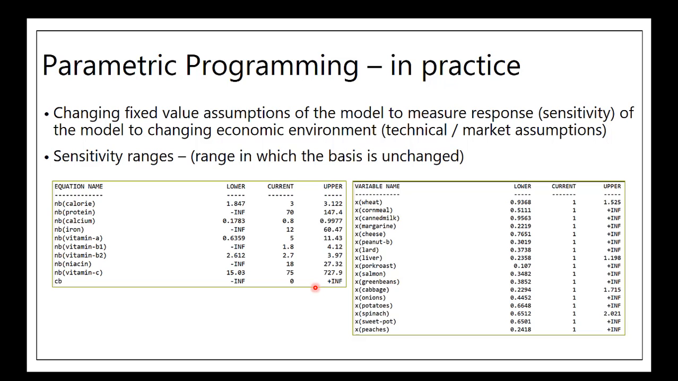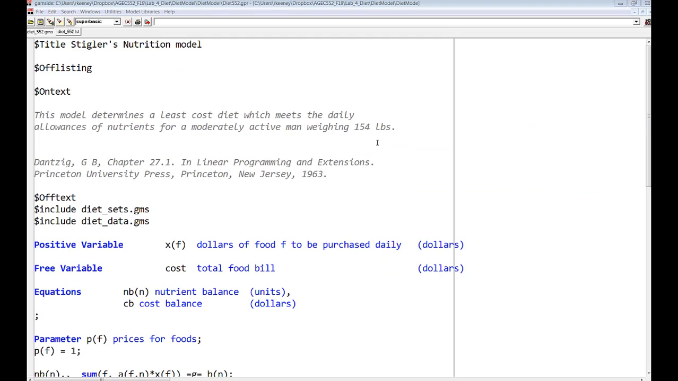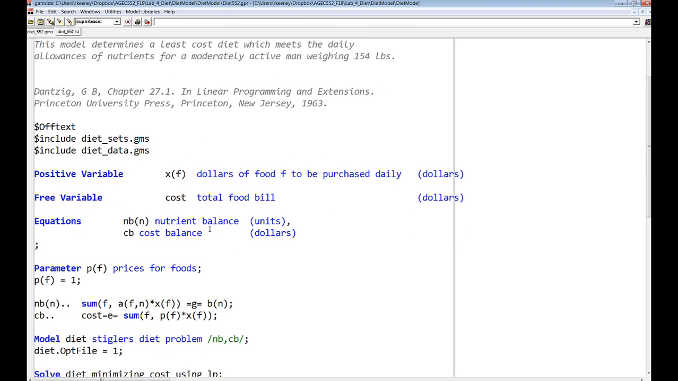Okay, in practice, we have a first cut on the parametric program right away. So when we solve, this is from our previous model, and let me just pause and switch out screens here. Okay, this is the Stigler GAMS model that we used in Lab 4. We use this as a GAMS project file. You're able to download it, and it reads in the sets and the data externally.